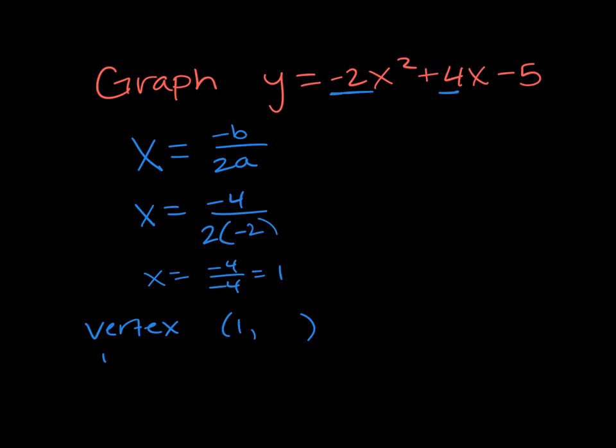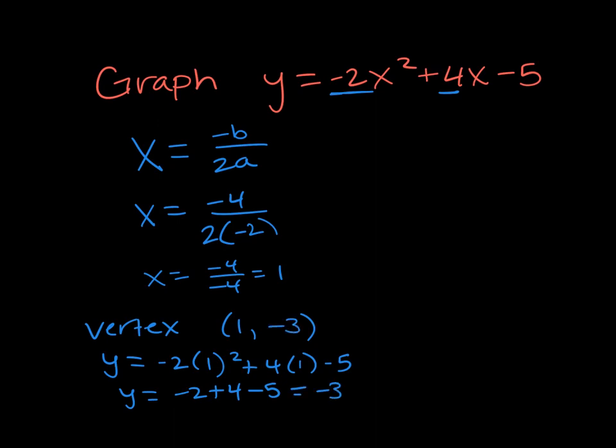To get the y value of our vertex, we need to plug it in for x. When we simplify, that gives us negative 2 plus 4 minus 5, which is negative 3. And now we have our vertex. That's a key part. We want to start by finding our vertex, and that's 1, negative 3. Once we graph that vertex, that also gives us our axis of symmetry so that later we can reflect key points over it.